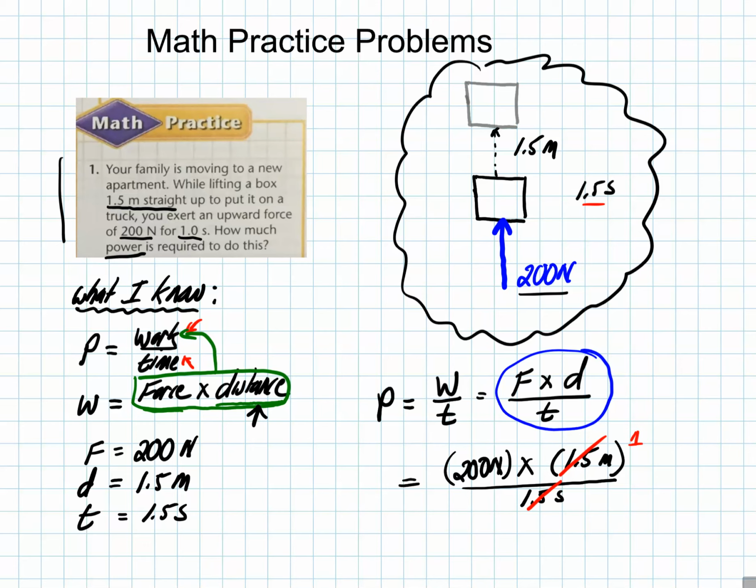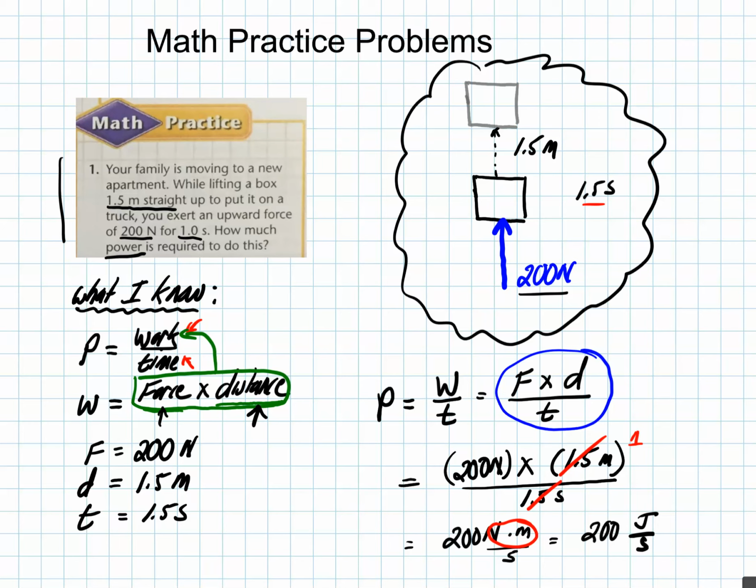So now I have 200 newtons. Okay, this is a little confusing because the units didn't cancel, the numbers cancel. So I've got a newton meter on top divided by a second. Okay, what is a newton meter? A newton meter is a joule. So this is going to be the same thing as 200 joules. A newton meter is a joule. And then we divide that by seconds.